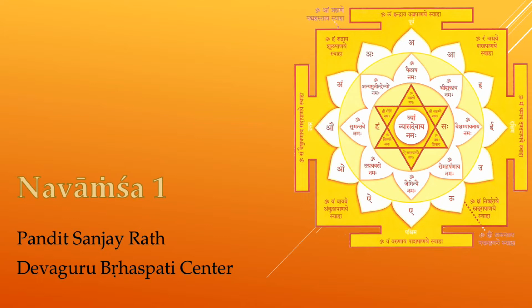So what you're getting here really is what you find out when you divide 9 into the 30 degree sign: each Navāṁśa, or each division, is 3 1/3 degrees. And then what you also find out when you divide the 360 by 9 is that it takes 40 degrees to go through each of the signs if you multiply it by 3 1/3.